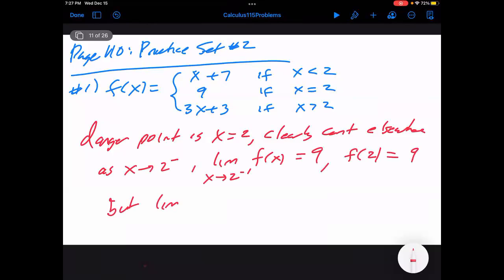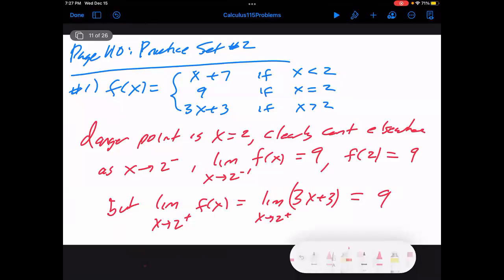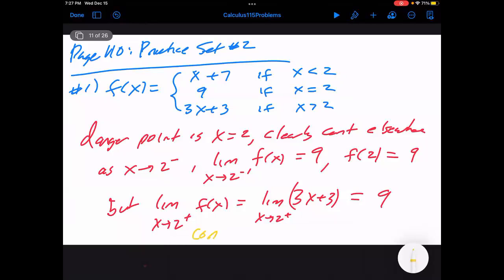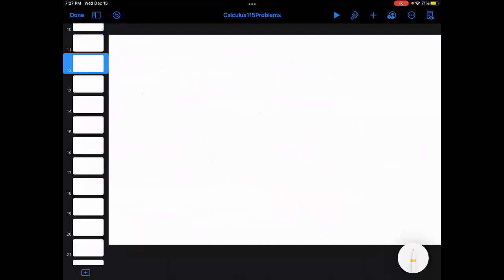But the limit as x goes to 2 from above of f of x is equal to the limit of 3x plus 3. Oh wait, no, sorry. It's not 12. I was thinking if x was 3. It's also 9. So is it continuous? Yes, continuous, as all 3 are 9. So that's problem number 1, which is pretty simple.